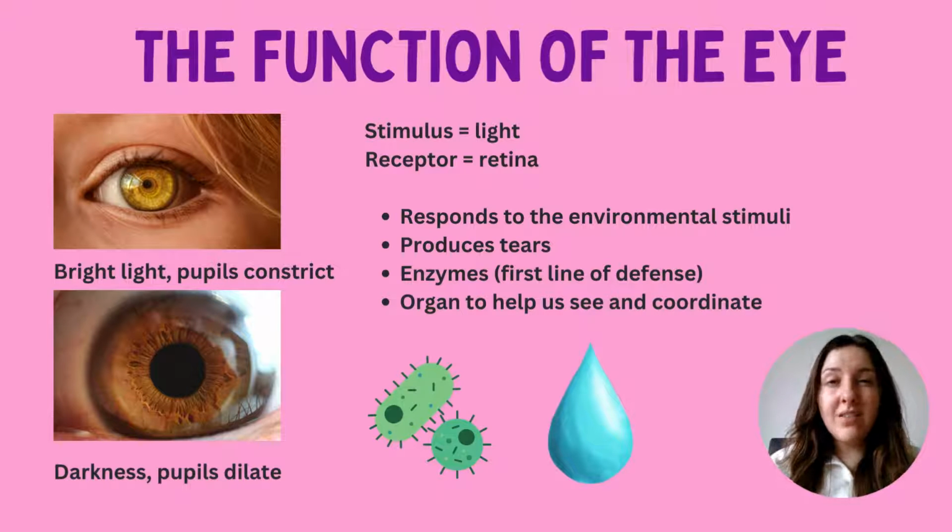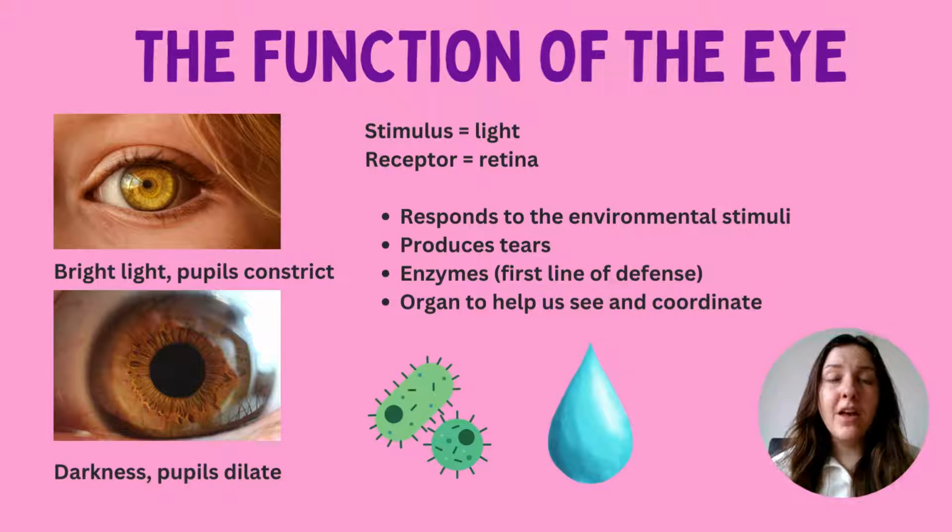Our eyes essentially need to respond to that, and it does that by receiving this information using receptors. Those receptors are found at the back of our eye in a part called the retina. We'll talk more about this in today's video.